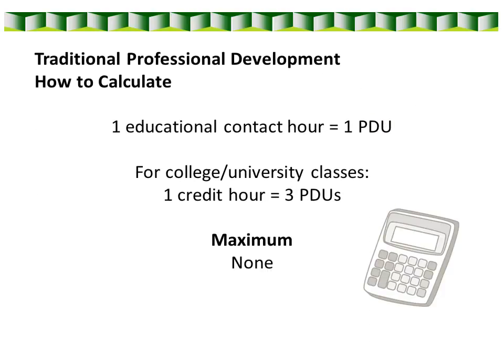To calculate the number of PDUs that you earn, it's a 1-to-1 ratio. For each hour of educational content, you earn 1 PDU. The only exception to this is for college classes. For those, it's based on the number of college credits you earn for the class. Each credit is equal to 3 PDUs. So many university classes are worth 3 credit hours. This would be equivalent to 9 PDUs. There's no maximum number of PDUs that you can earn through traditional professional development activities.